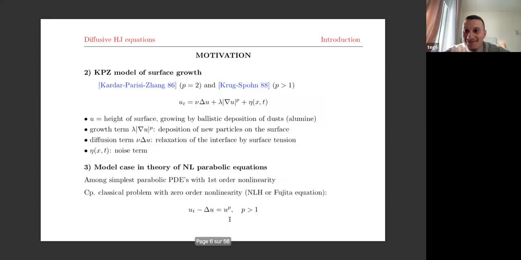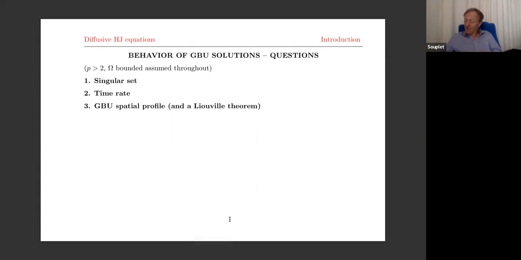Okay. So now let me just give a short outline of what I'm going to describe. I would like to discuss the behavior of gradient blow up solutions, and more precisely, three types of questions. Singular set, so where does a gradient blow up occur? Then the time rate, and then the space profile, and maybe sometimes I will also give some information about the space-time profile, because more complicated dynamics often can be observed when you want to understand both space-time behavior, like in self-similar blow-up, for instance. So I will try to split my talk into these three topics, and in the third topic, this is where the Liouville theorem will enter.